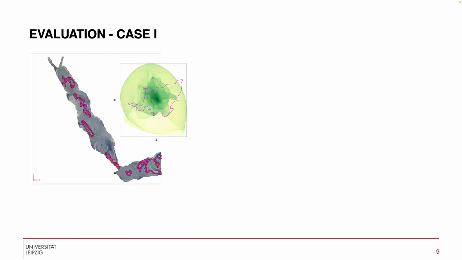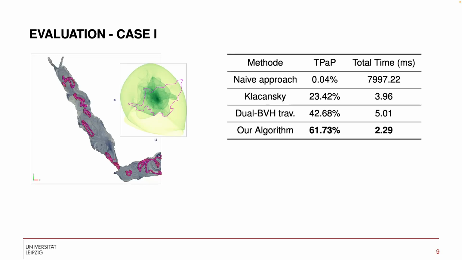An example of this case is shown on the left side for the vortex detection in the Red Sea, where the different vortices in the domain are represented by the purple fiber line. On the right side, you can see in the table the total time and TPAP, the ratio between the true positives and all cell edge pairs. You can see that we have a higher ratio and therefore a lower total time.